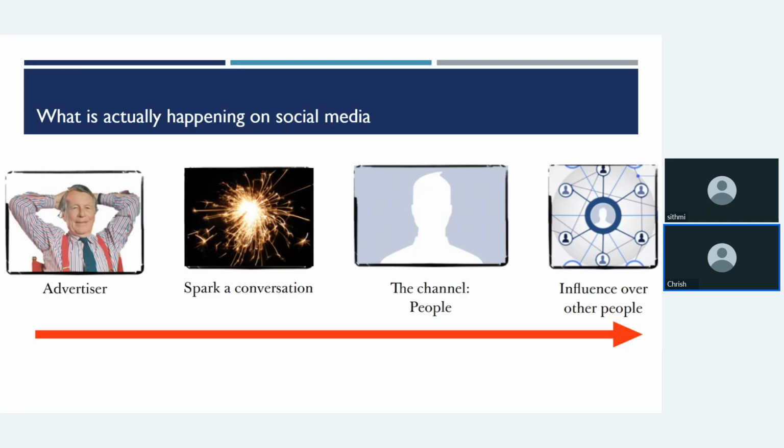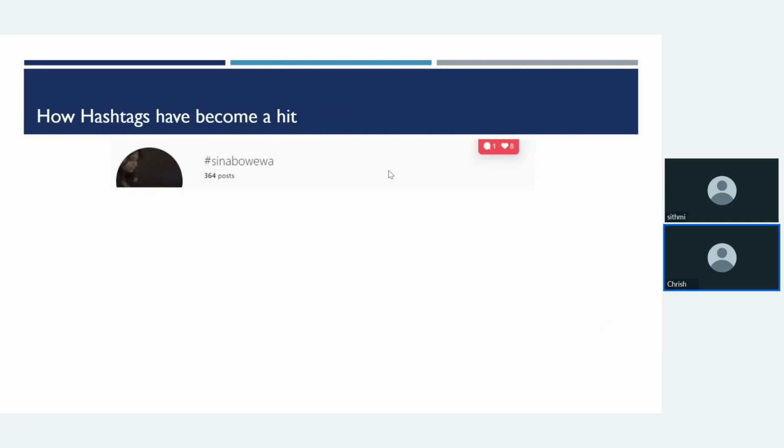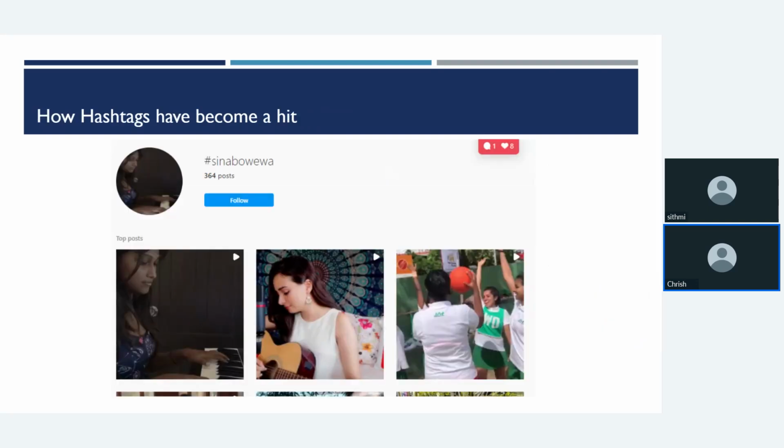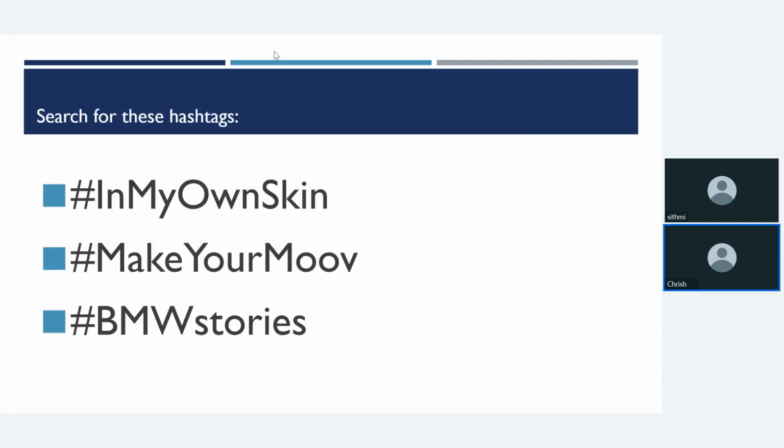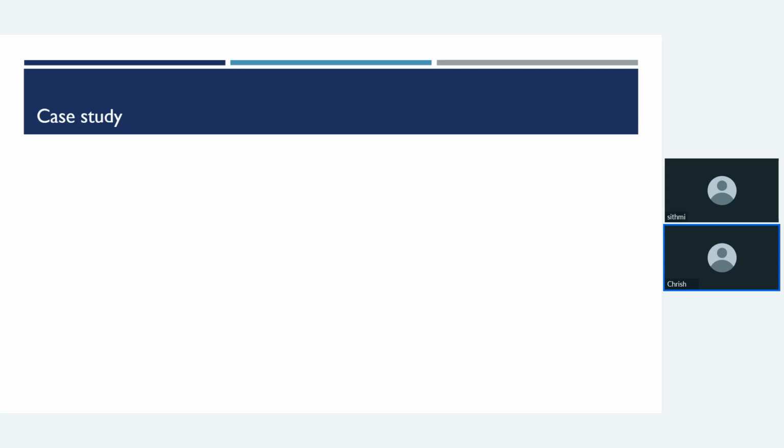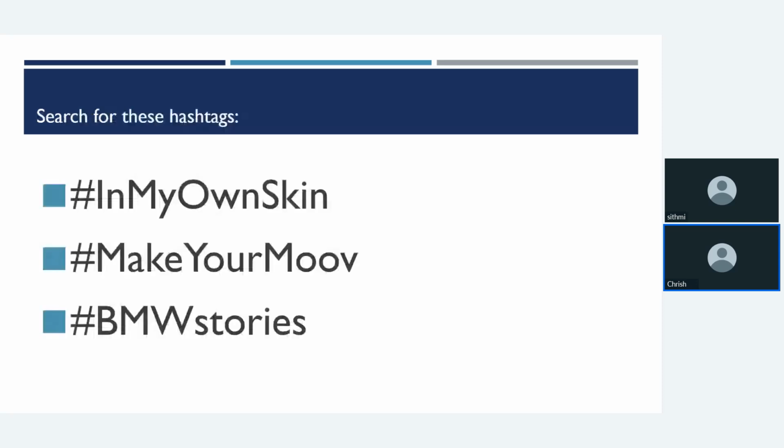Right. So there are some suggestions that are given, just to make you interact and build the thought process. Hashtags are getting used in social media, and hashtags allow you to find certain things. In the same way, you can identify different terminologies, and these are all promoted with a particular brand. In My Own Skin is a Dove promotion, but in day to day life people are also using this. Make Your Move, BMW stories, yeah.